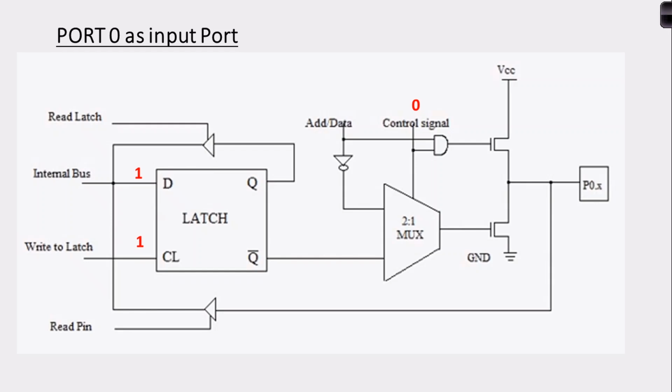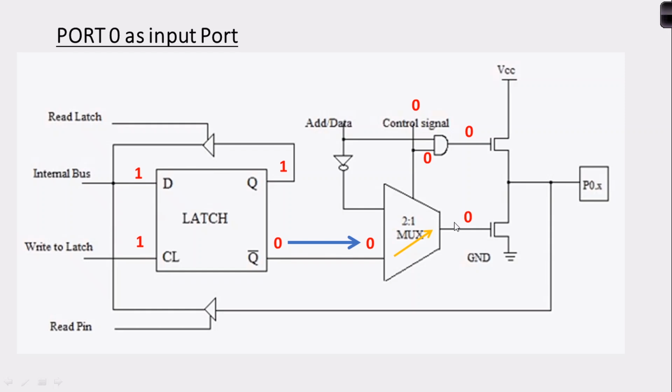Now here, the internal bus has 1 passed, and since it is a D latch, my Q will be 1 and my Q bar will be 0. Since the control signal is connected to an AND gate, if any one of the inputs is 0, the output will always be 0. Q bar is connected to the 2:1 mux, and whenever 0 is present, this particular line is going to be selected. So the output of the 2:1 mux will again be 0.